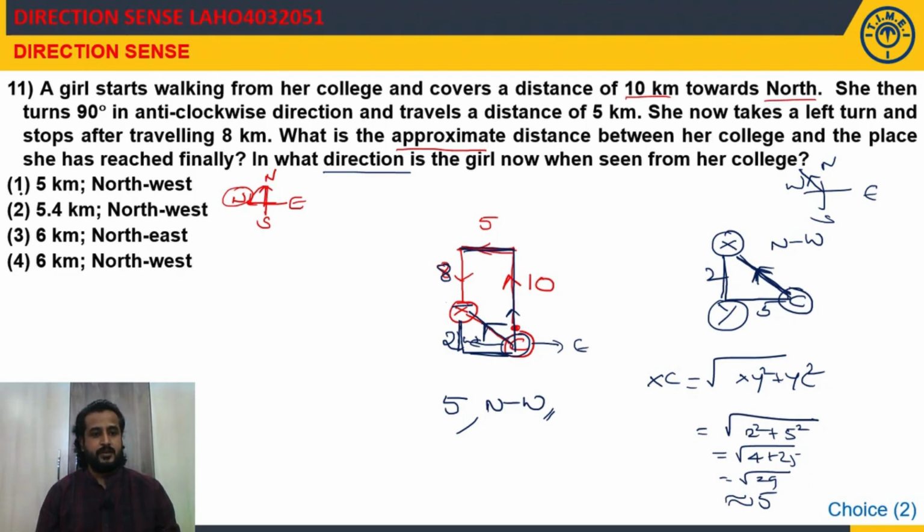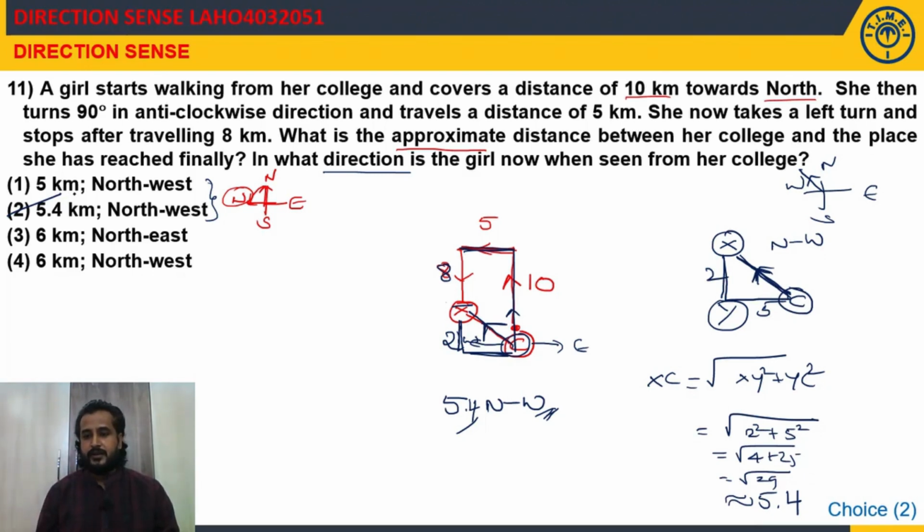Which option? Choice 1. And it is given approximately 5.4 kilometers. Yeah, you may take that 5.4 kilometers. Because among these two, which is closest? If it is 5, it should be exactly 25. So 5.4 will be nearer to 29. So I will opt for the second option. Instead of 5, I will take 5.4. So 5.4 kilometers northwest, Choice 2. If it is not given, it is nearer to approximately 5.